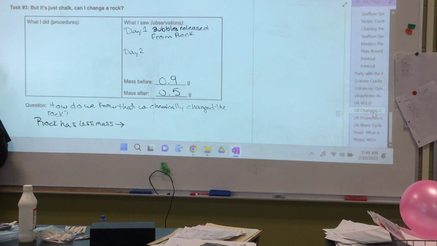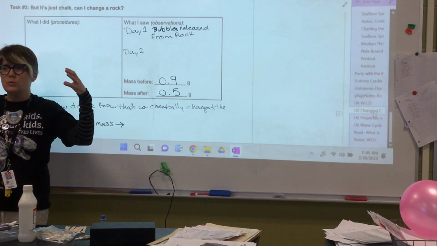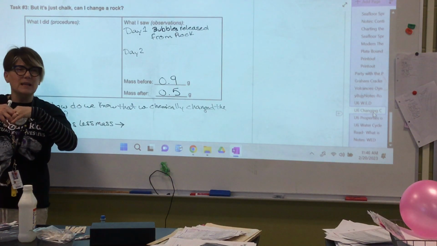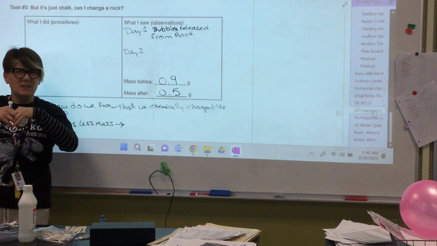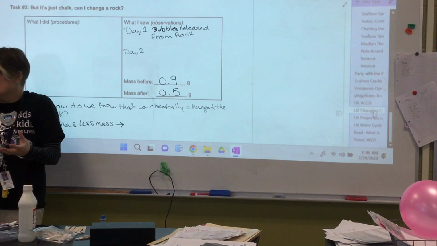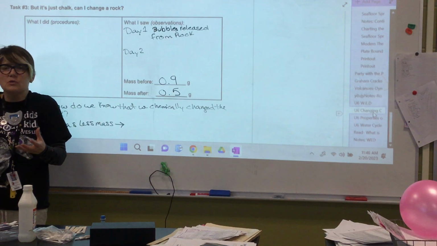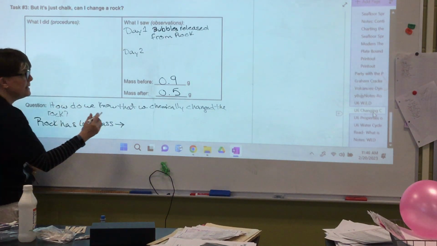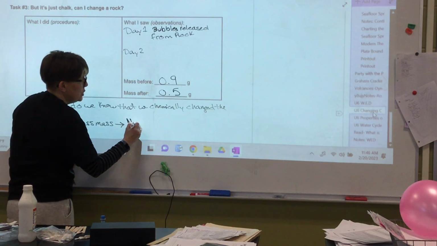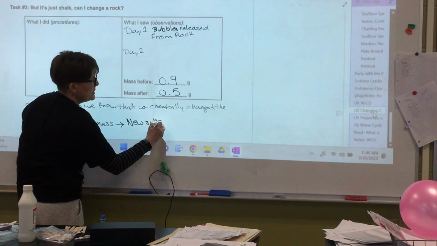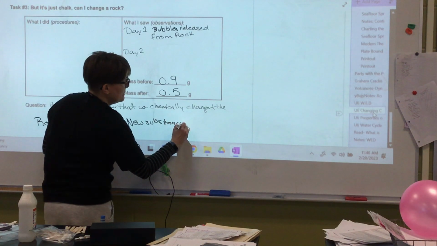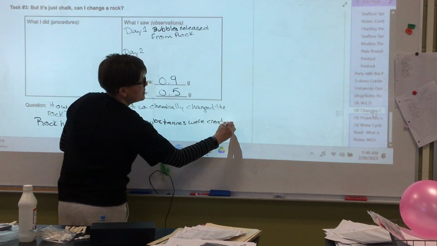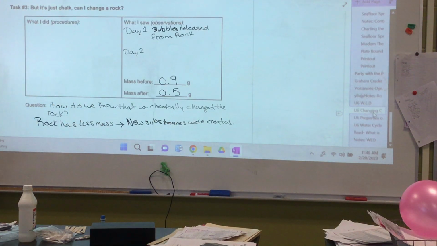It's chemically changed. What happened was we had two things. We had vinegar and we had the rock. They combined together. And did anybody see any crusty stuff? Did you see cloudy stuff in the water? Yeah, so that means we had new substances that were created. Rock has less mass and new substances were created. Originally, we saw gas bubbles, so we know gas was being created.